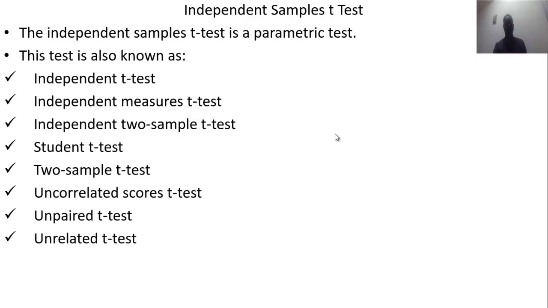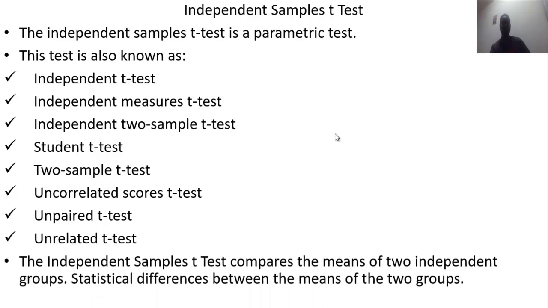There are other names that we use to call this t-test. It is also known as independent t-test, independent measures t-test, independent two-sample t-test, student t-test, two-sample t-test, uncorrelated scores t-test, unpaired t-test, or unrelated t-test. All these names are assigned to the independent sample t-test.